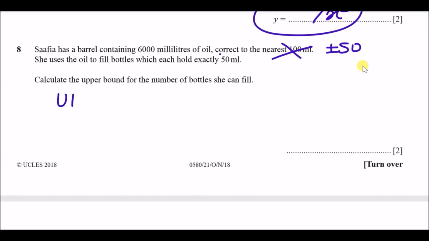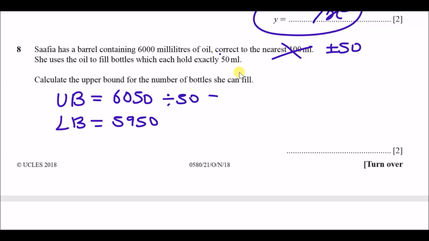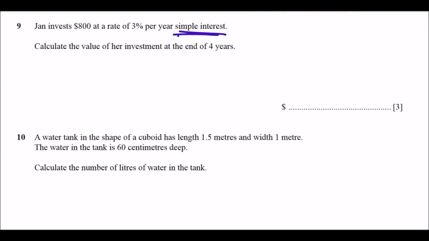So we can say that the upper bound of the barrel would be 6,000 plus 50, which is 6,050, and the lower bound would be 6,000 minus 50, which would be 5,950. Okay, so far so good. Next line. She uses the oil to fill bottles which each hold exactly 50 milliliters. Alright. Calculate the upper bound for the number of bottles she can fill. So upper bound means you want to pick the bigger value and see how much you can exactly fit. So because she wants to put 50 in each one, let's divide the upper bound by 50, yeah? And if you do that, you'll get a value of 121 bottles. Okay, number 9.